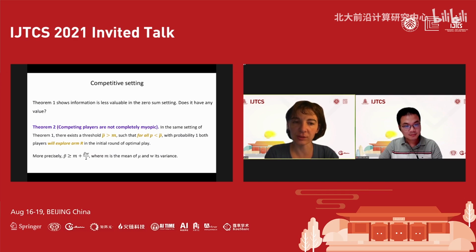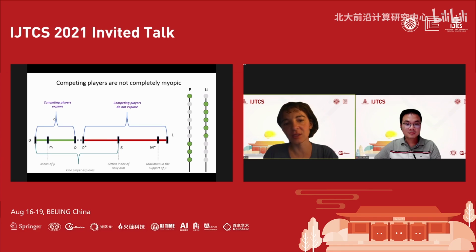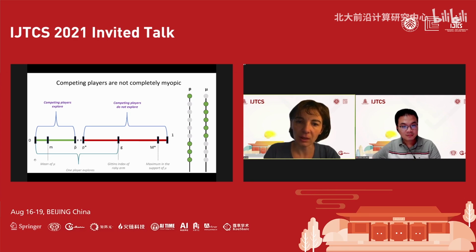And this can also be quantified. So P tilde is more than M plus beta W over 2, where M is the mean of mu and W the variance. Okay, so this is a more complete picture, which also has the green region, where from 0 to P tilde, the 2 players will explore. So they will play the risky arm at least once. From P star to 1, they won't. And we think that P tilde and P star are equal, but we're not able to show this. So that's why there's a dotted line connecting them.